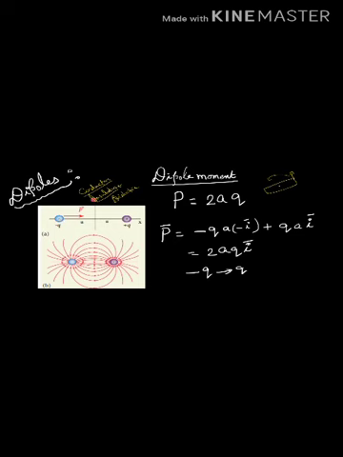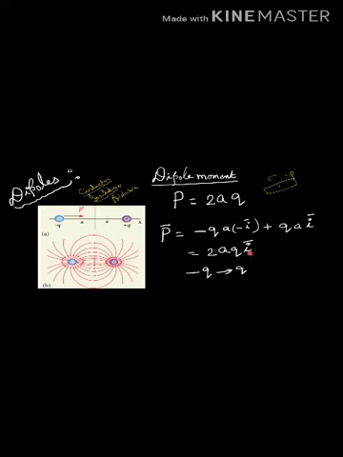Here, the P vector is equal to the sum of the charge times position vector: minus q times minus a plus q times a, giving 2qa. The direction is from minus q to plus q. Electric dipole examples: water, ammonia, carbon dioxide, and HCl.